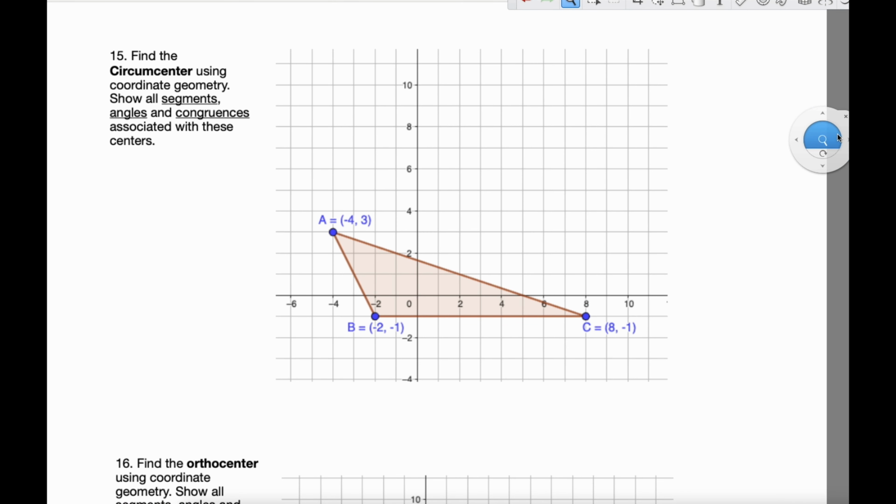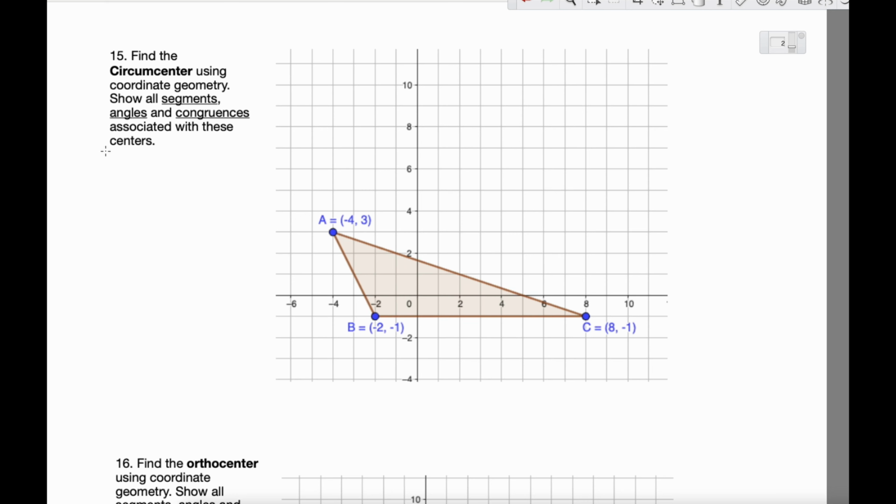Number 15. Find the circumcenter using coordinate geometry. When I say that, it means don't do a construction. We could do a construction. That's a different technique. I want to use coordinate geometry. So that means finding midpoints, using perpendicular lines, etc. Show all segments, angles, and congruences.